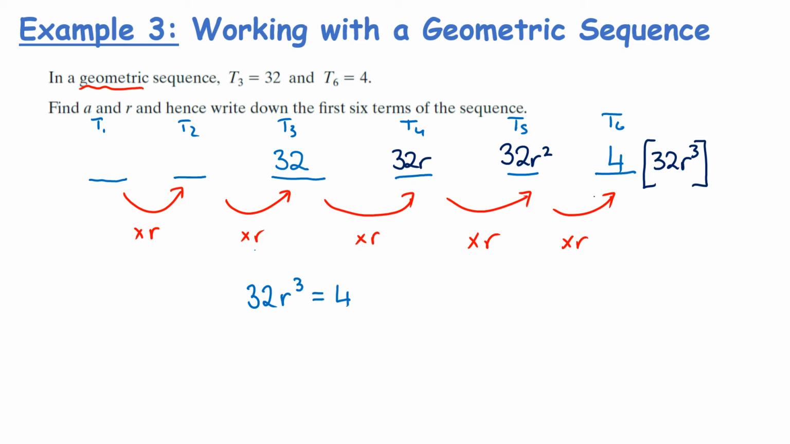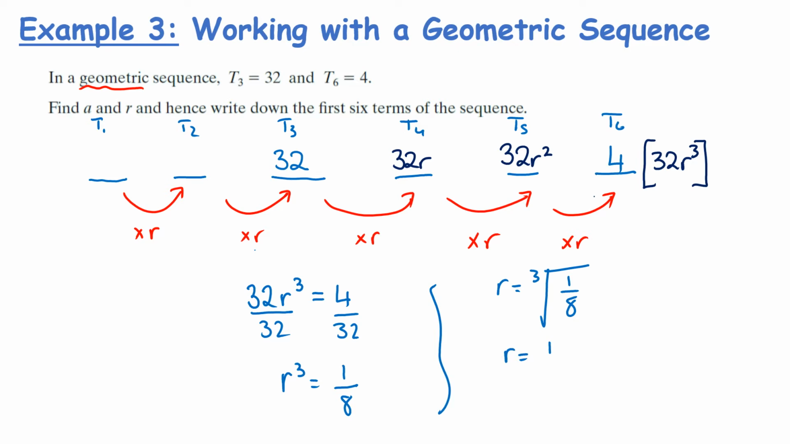Now I'm trying to solve for r. I'm going to divide both sides by 32. That gives me r to the power of 3 is equal to 1/8. To get r, I'm going to take the cube root of 1/8. So that gives me r is equal to 1/2. Now I know that this was multiplied by 1/2, multiplied by 1/2, multiplied by 1/2, and so on. That helps us somewhat, but they've also asked me for A, the first term.